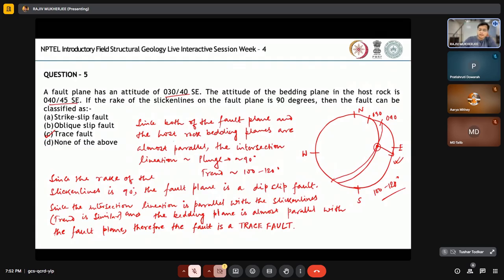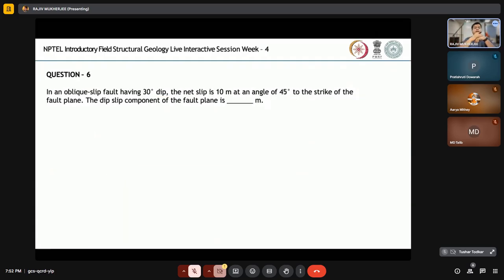Now let us move on to the next question. In an oblique slip fault having 30-degree dip, the net slip is 10 meters at an angle of 45 degrees to the strike of the fault plane. The dip slip component of the fault plane is the following meter. So you have to calculate the magnitude of the dip slip component for that given fault.